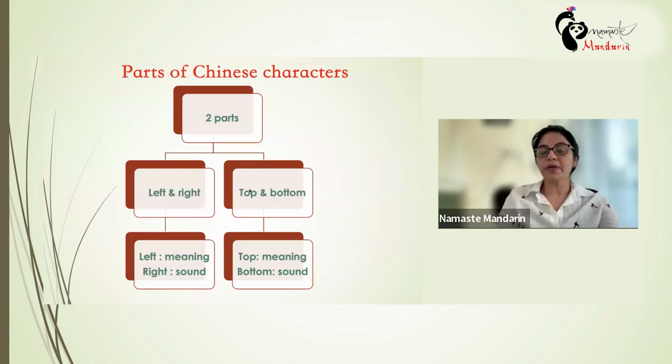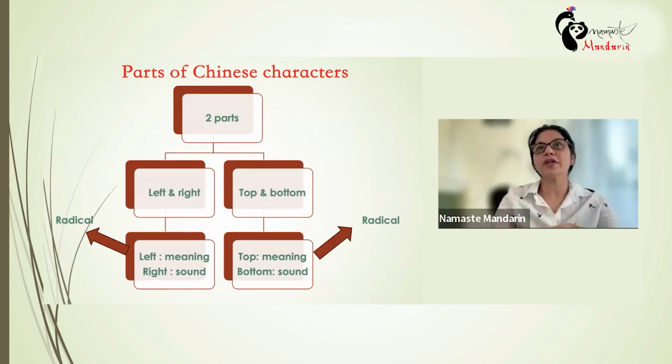Okay. Similarly, for the characters which have top and bottom parts, the top part gives the meaning to the word, and the bottom part gives the pronunciation or sound. Now, these left and top parts, which give the meaning to the word, are called radicals. Okay, so we have radicals.